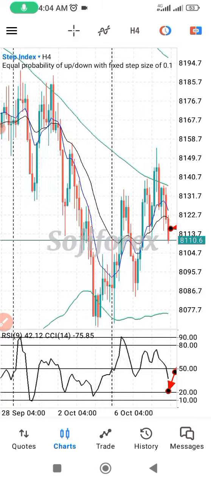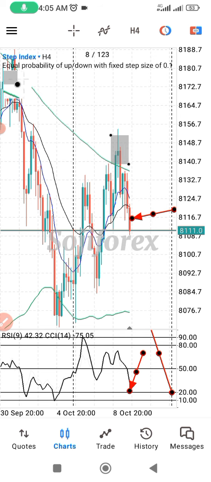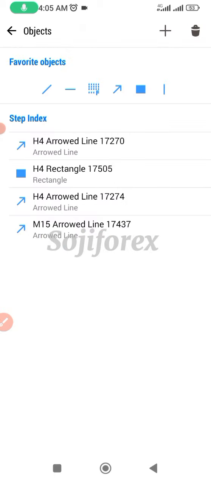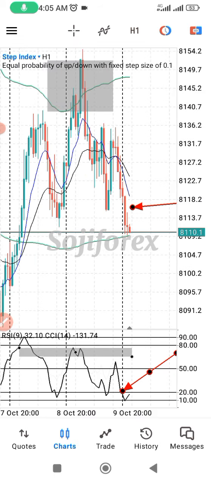Okay, so let's look at one previous example and see how it plays out. Let's say for instance, when price was here, okay, price is here and our indicator window is here as well. So move to H1. Now you can see this is H1.